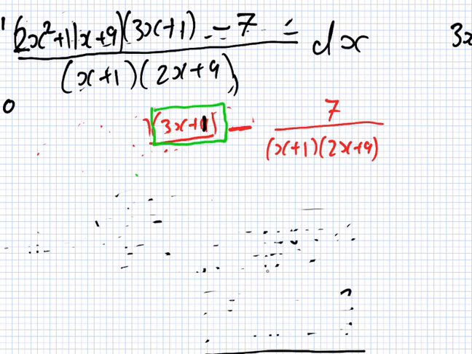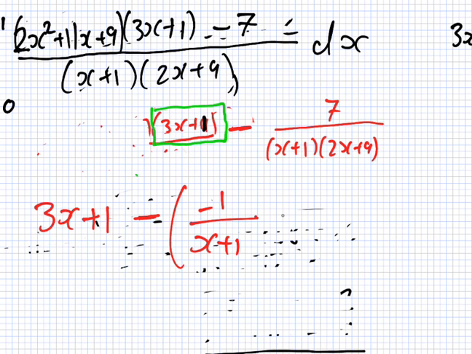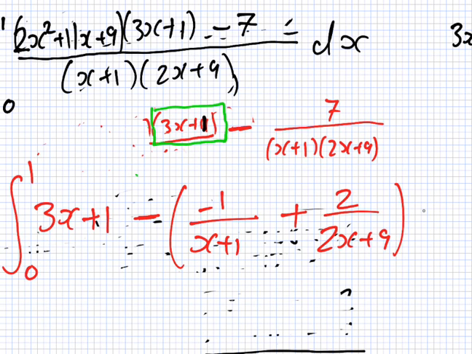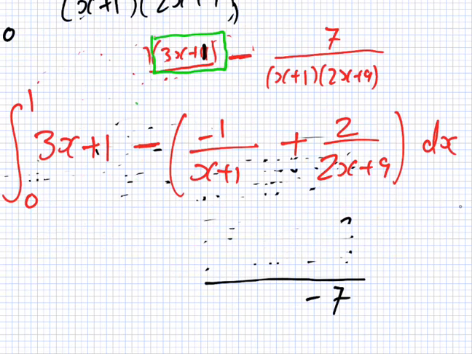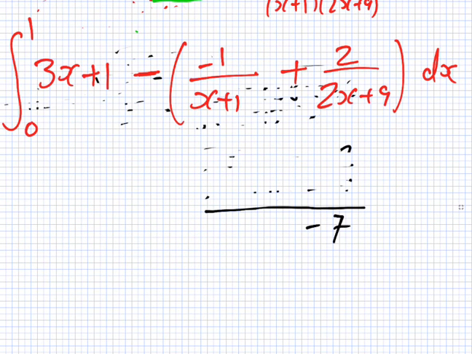Now, we have the A and the B here, so this is 3x plus 1 minus, and what did we say the A was? So it would be minus bracket minus 1 over x plus 1, and then the B was 2? So plus 2 over 2x plus 9. Okay, and let's not forget this still has the integral from 0 to 1 dx. Okay, so just write that part down.